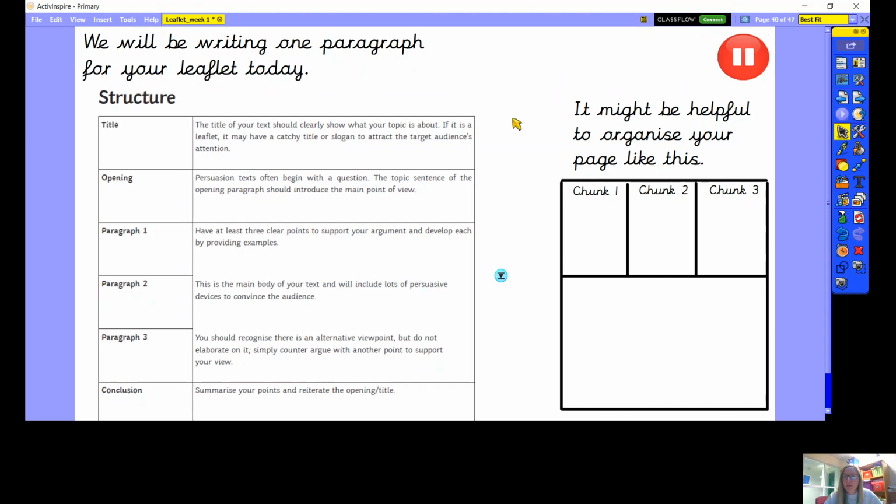Okay, so it might be helpful today to organise your page a little bit like this, because we're going to be writing 3 chunks today to form one paragraph about the Roman army. So if you want to pause the video and organise your page, that might be helpful for when you come to do your writing. Pause the video now while you do that.